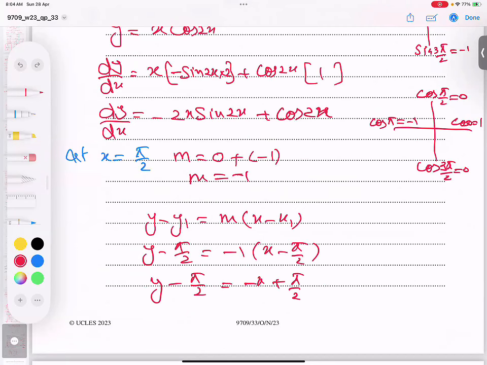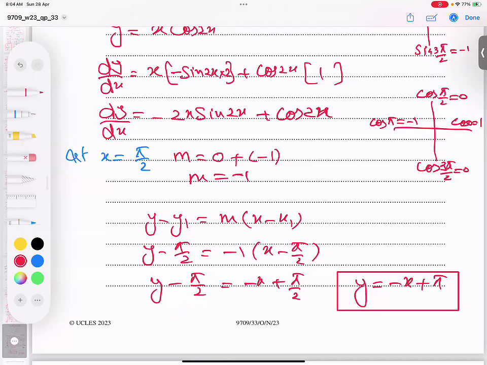And finally, if you check, your answer is coming y is equal to -x plus pi. This is our equation of the tangent. And I believe this part is very clear.